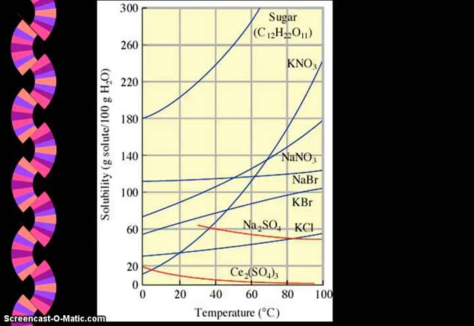But we do have a couple of solutes that are a little bit different. Sodium sulfate and cerium sulfate, as the temperature goes up, the solubility goes down. And that has to do with the interaction between the solute and the solvent particles. Now, another thing we should be familiar with, and it's not on this graph, but when we talk about gases as our solute, as temperature goes up, solubility typically goes down.